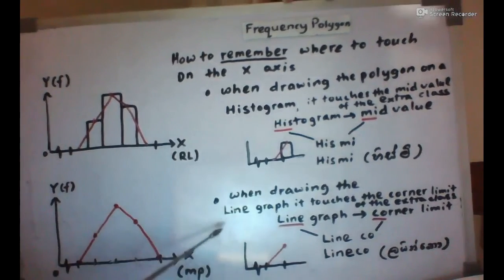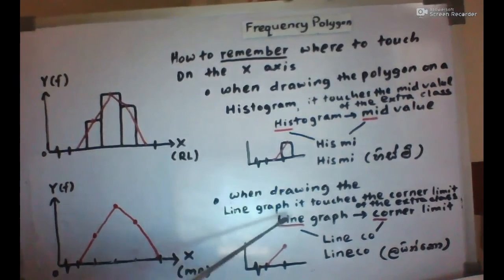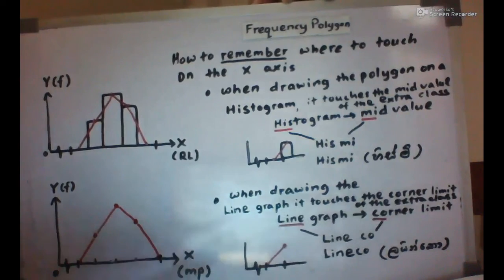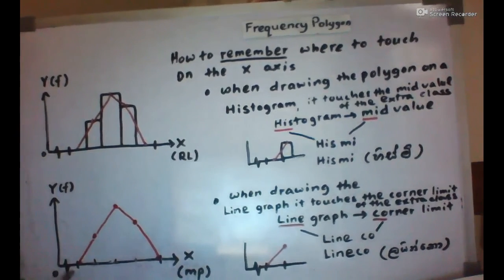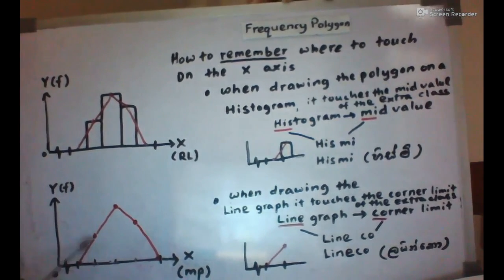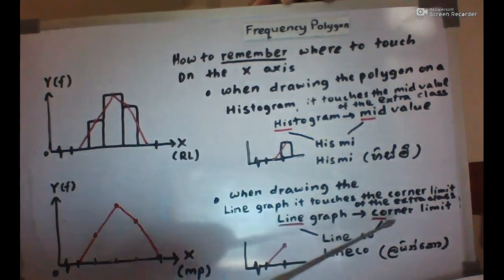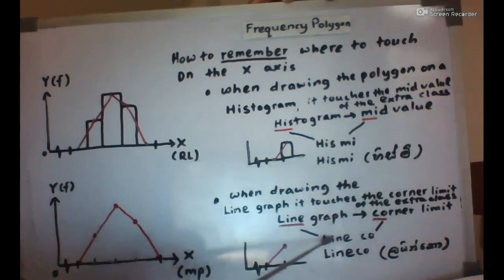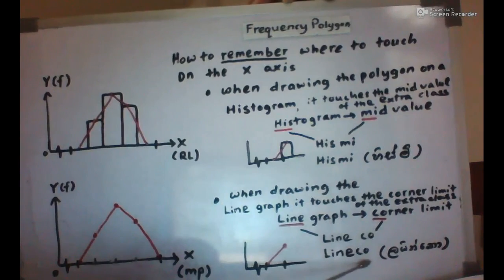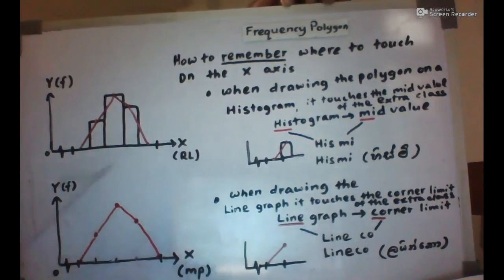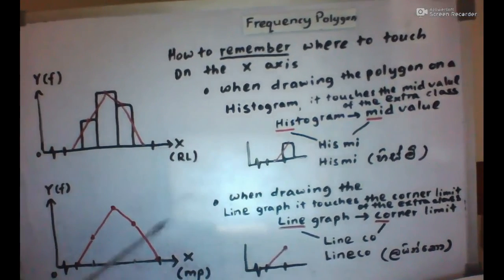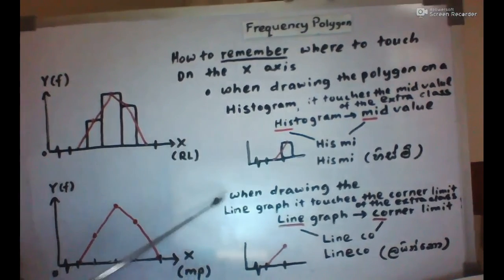The other one is when drawing the line graph, it touches the corner limit of the extra class. When drawing the line graph here, it touches the corner limit of the extra class, not the midpoint there, right? Corner limit. So line graph, corner limit. Line co. Right? Remember like this. This is not the theory. We call these synonyms.